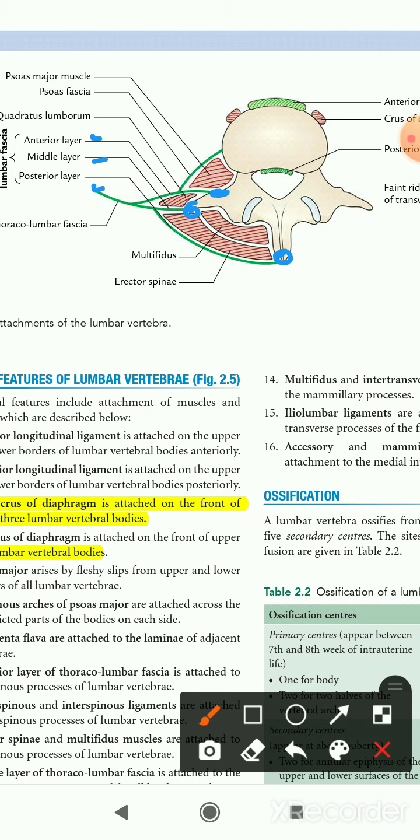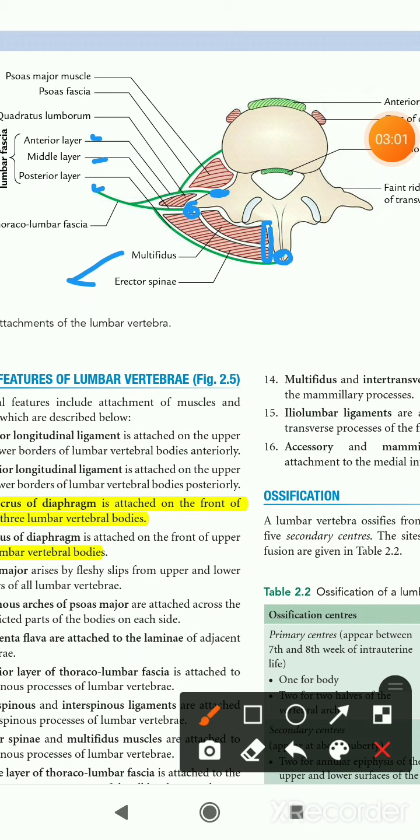Now, while we studied the sacrum, we studied 2 muscles, that is the multifidus muscle and erector spinae muscle. These 2 muscles, look at that, are attached to the spinous process of the lumbar vertebra. They are attached on the lateral part of the spinous process of the lumbar vertebra.